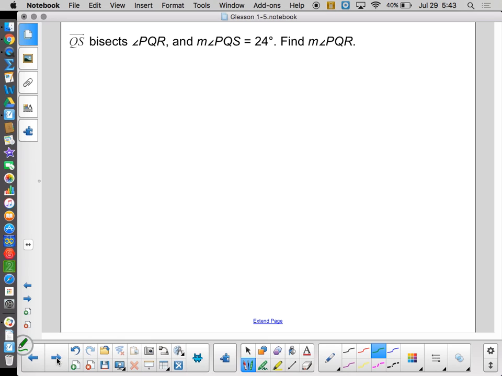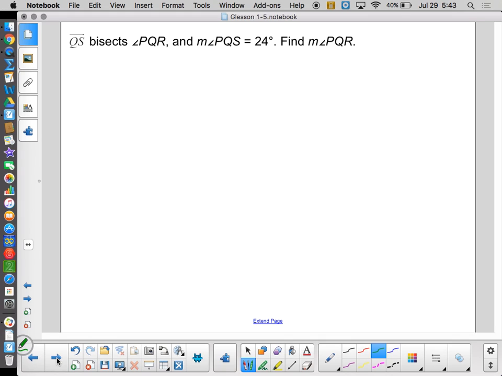Now, bisectors. Just like segments have bisectors, angles also have bisectors. Now, bisectors of angles have to be rays or lines. There are no midpoints in angles. That wouldn't make sense, but we do have bisectors. It says QS bisects angle PQR, and angle PQS is 24. Find the measure of angle PQR. You're like, what in the world?